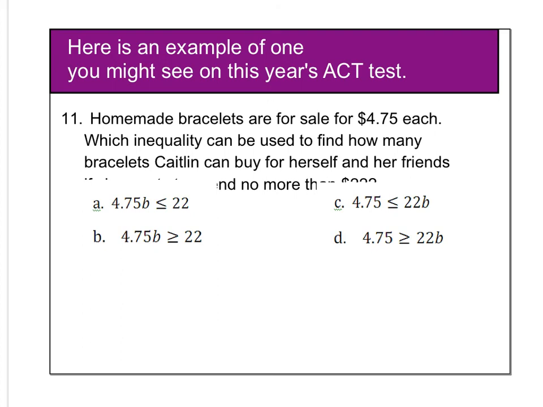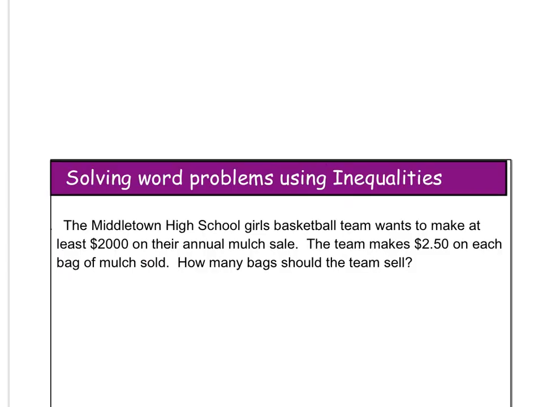Okay, so this one got cut off a little bit, so just take a look. Homemade bracelets are for sale at $4.75 each. Which inequality can be used to find how many bracelets Caitlin can buy for herself and her friends if she spends no more than $22? I think that's what that is. So $4.75 each, but she can't buy any more than $22. So I'm looking at this one, and I'm thinking that's what it is. All right, $4.75 each, so $4.75 per bracelet. And she's only got $22, so that means she can't spend more.